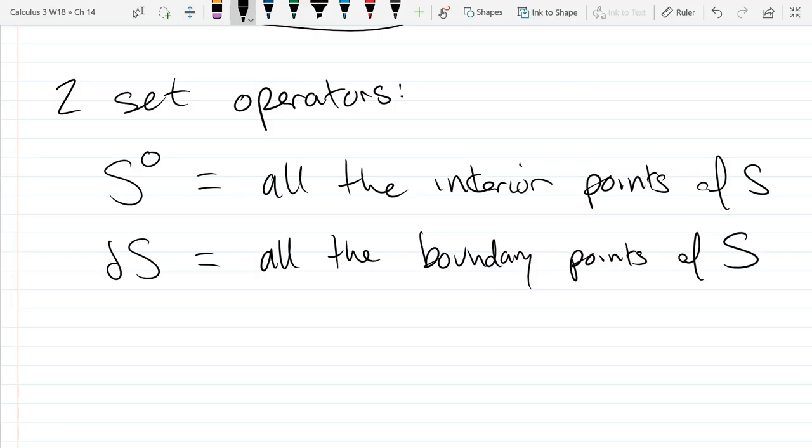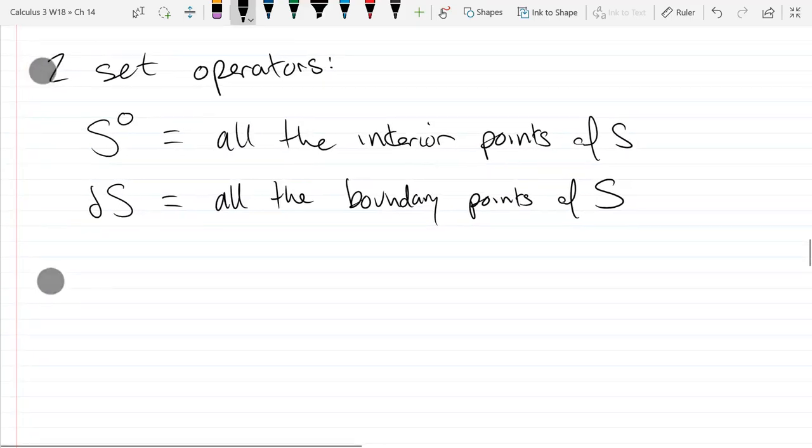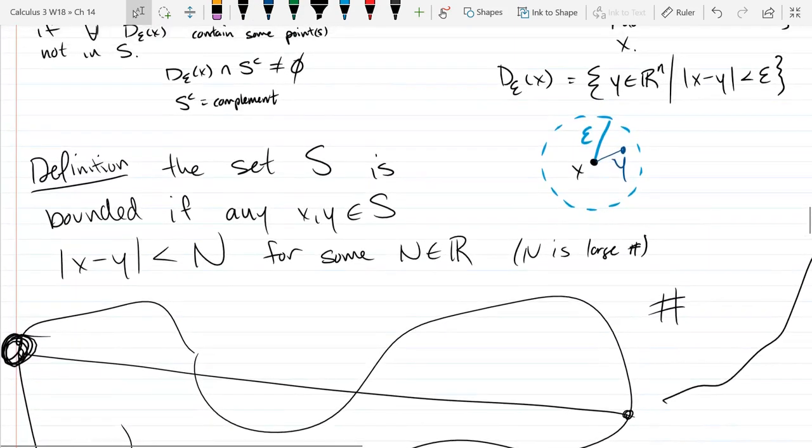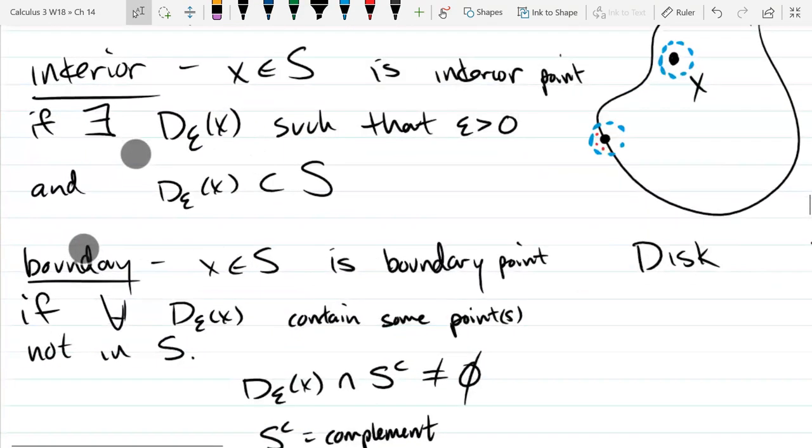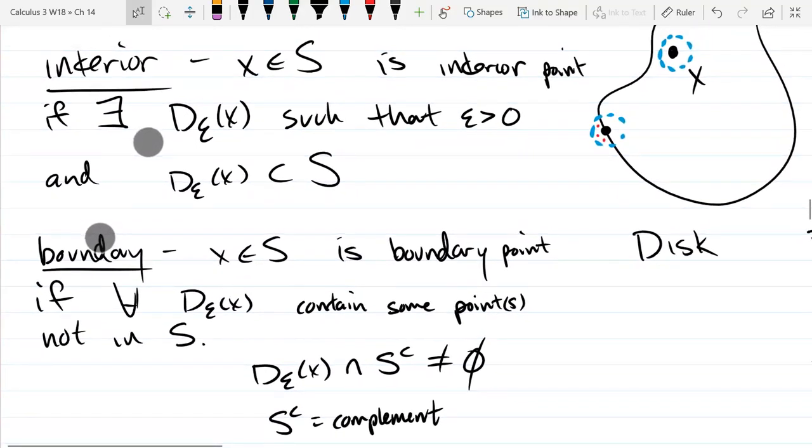So this creates what we call a partition of S. If we look back at interior versus boundary points, we could analyze this a little more, but basically if you're an interior point, you're not a boundary point, and vice versa. You can see that right off the definitions. Interior says if there is, and the other one says all contain points not in. So you're either a boundary or an interior. There are no points that are both.